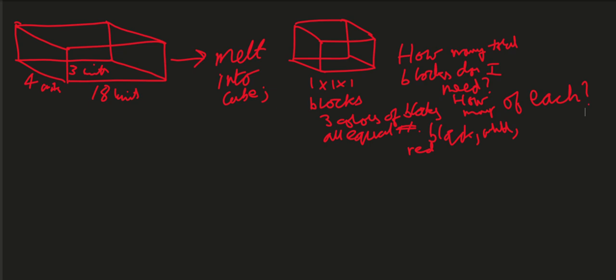So we take the rectangular prism and we melt it into a cube. But before that, we have to find the dimensions of the rectangular prism and use those to find the equal number of blocks for each color for the cube. Yeah, that's right. I did it a different way. There's a total of 216 blocks because 4 times 3 times 18 is 216. And if you divide it by 3, it's 72. So 72 blocks for red, black, and white.